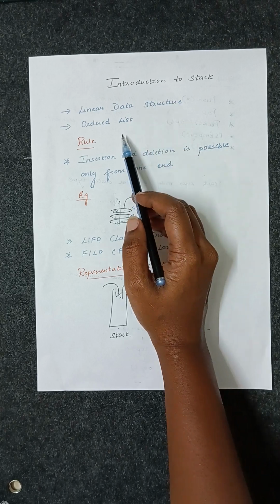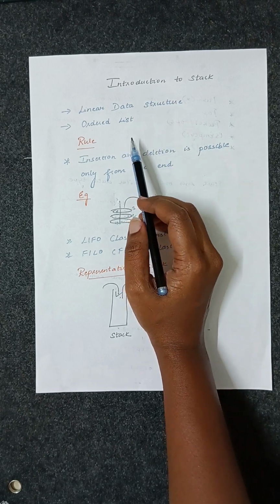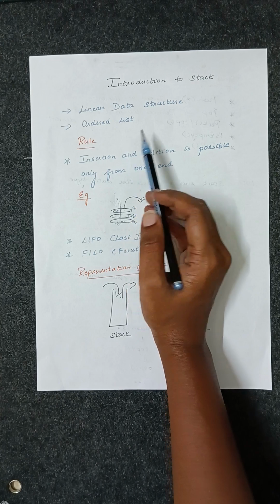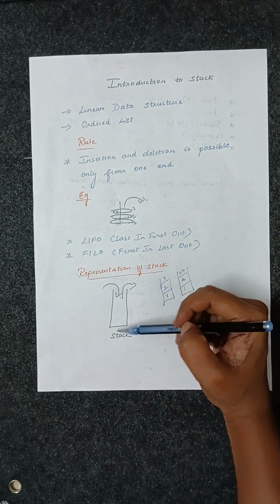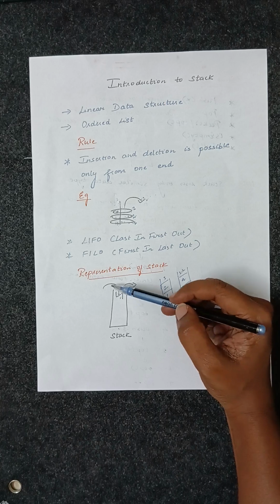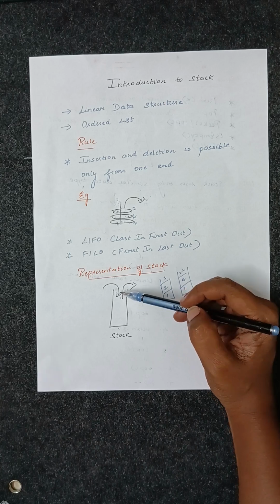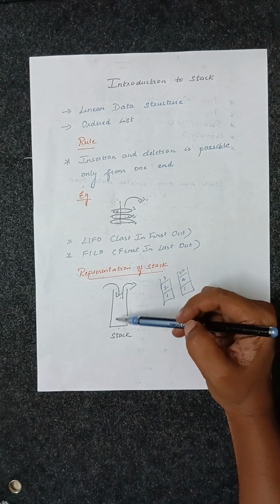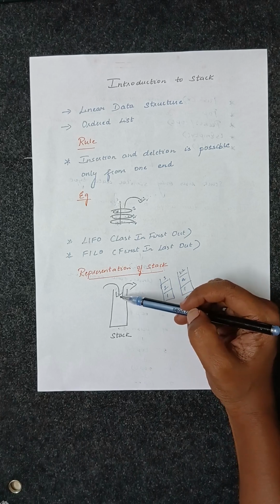So what is the rule of a stack? Insertion and deletion can be performed only at one end. Always in a stack, one end will be closed and one end will be open. So insertion can be made only at one end, as well as deletion can be performed only at the same end. So this is the representation of a stack.